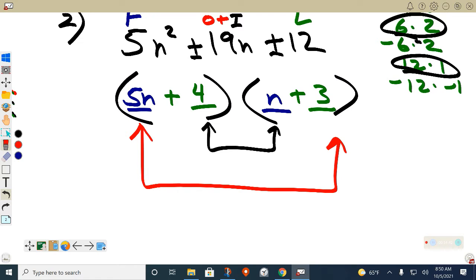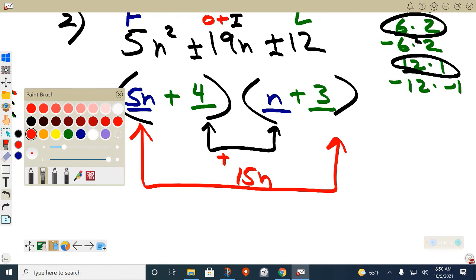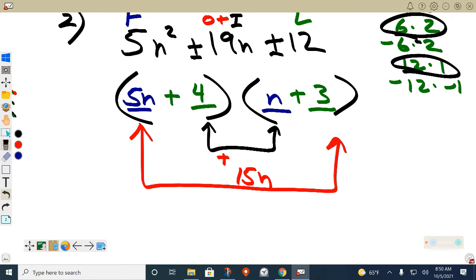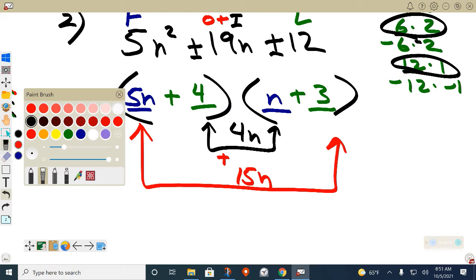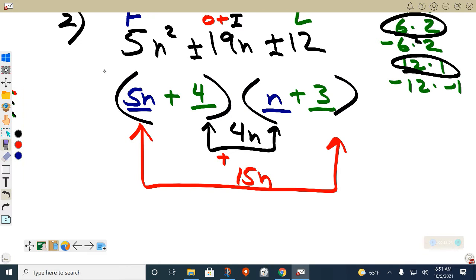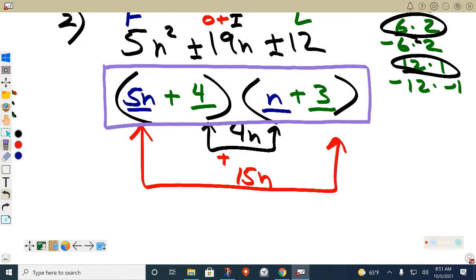Very nice. 5n and 3 make 15n plus the insides is 4n. Nice. Rocking and rolling, 14n and 15n, if you add those up, they make 19n. We found our factors, ladies and gents. Put in lavender again. This is the stuff I multiply to get to the original stuff. It's not that hard, not that big of a deal.